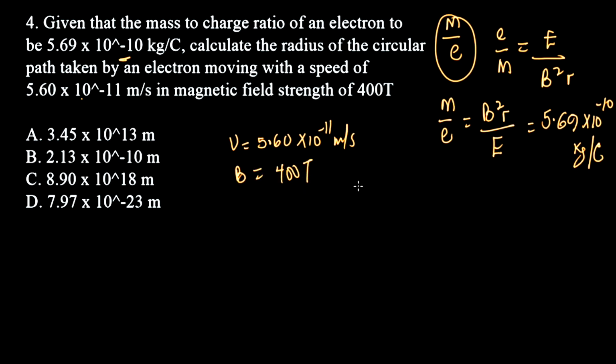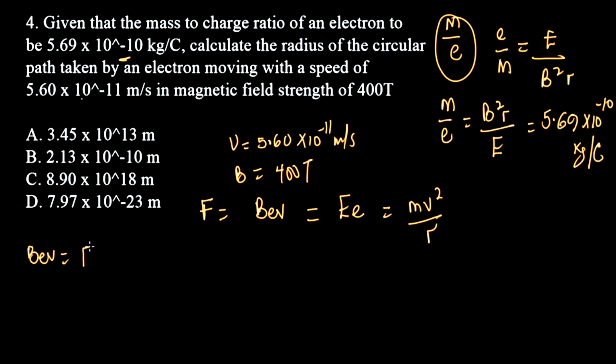The next thing is to write the equations that we have. The force on the electric field is this. We also have the centripetal force to be this. Looking at these two, BEV equals E and E. When you cancel this out, we're left with this and this.